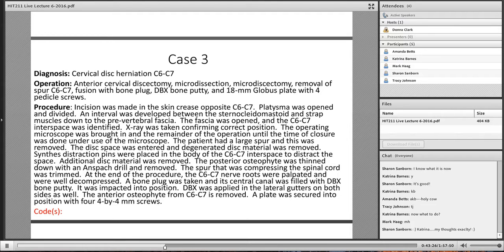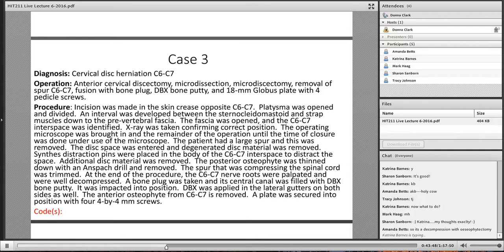Now, one thing you can look at is the operation. That's the overall procedures that went on, and then you look in the body of that paragraph. It's going to give you descriptors to help you determine what else needs to be added. So right off the top, I see a discectomy. Do you see the discectomy?